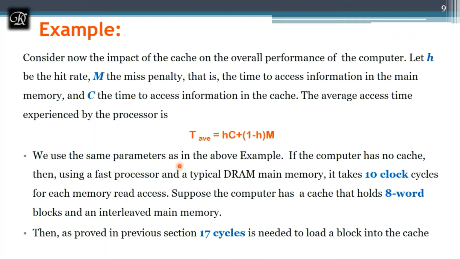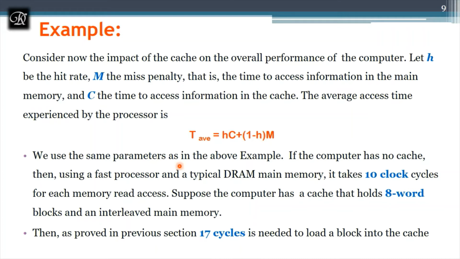We use the same parameters we discussed in the previous example, where we got 38 clock cycles to read 8 blocks of words from the memory without interleaving, and 17 clock cycles to read 8 blocks from memory with interleaving of 4 modules. In interleaving, we access the 4 modules parallelly together. So we achieved a factor of 2 improvement, and we got 17 clock cycles to access. We are continuing with the same example.